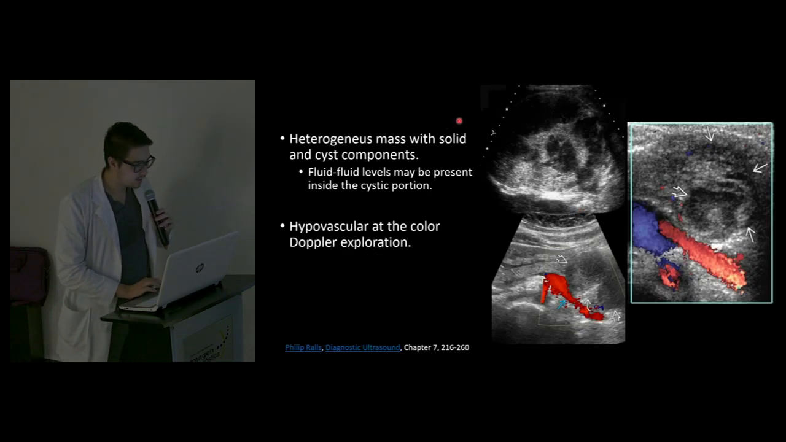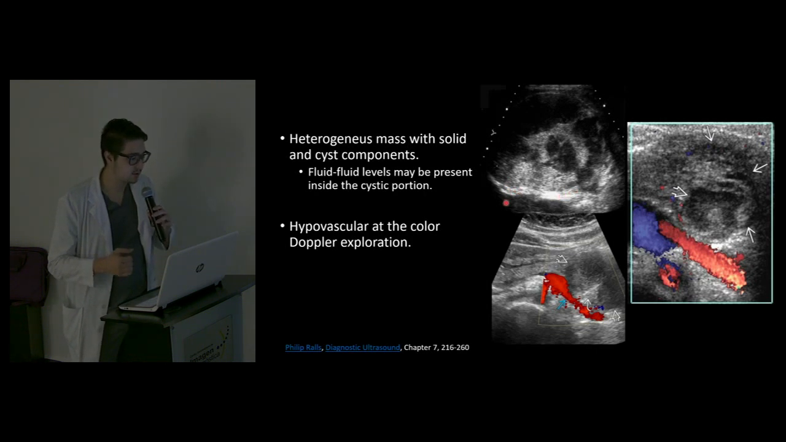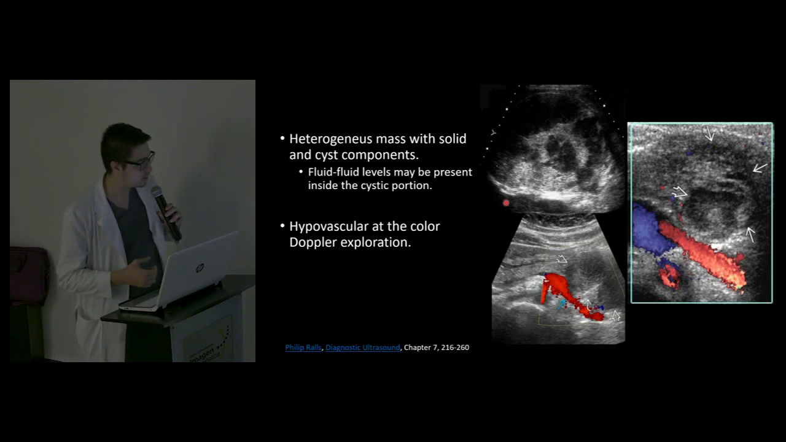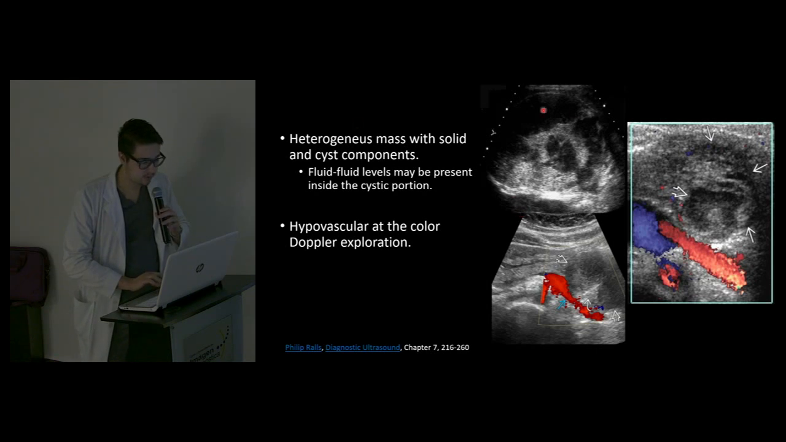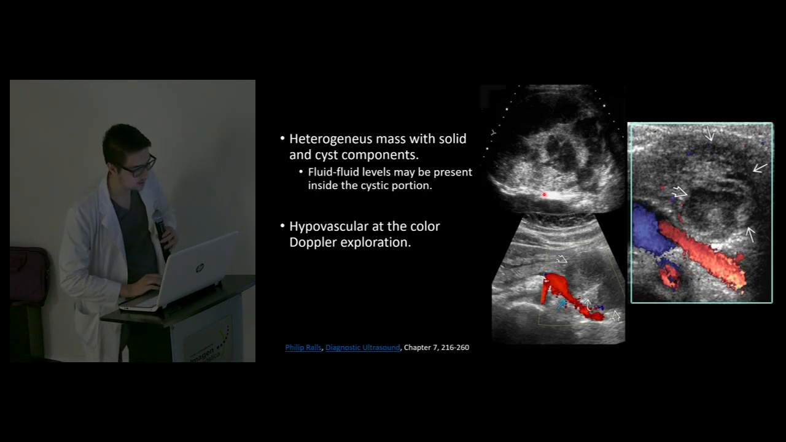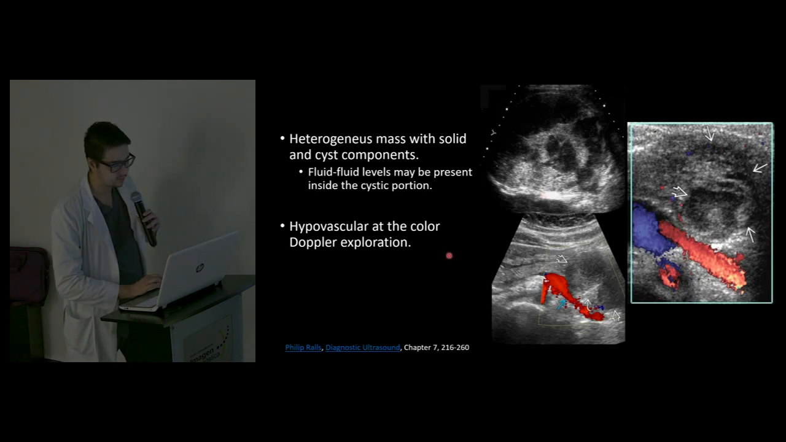At ultrasound, how will we find this tumor? We will find it as a heterogeneous mass with solid and cystic components, with fluid levels also present inside the cystic portion. Due to the cystic component, we will find posterior acoustic enhancement. At color Doppler exploration, we will find little to no flow.